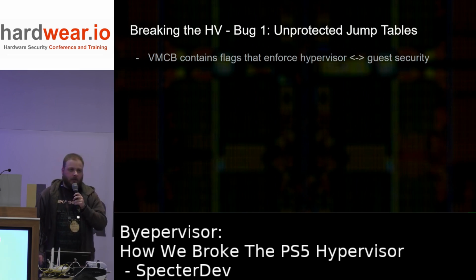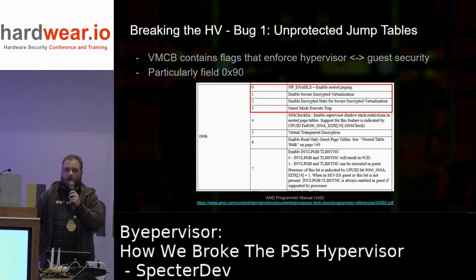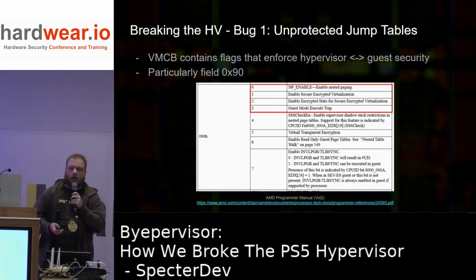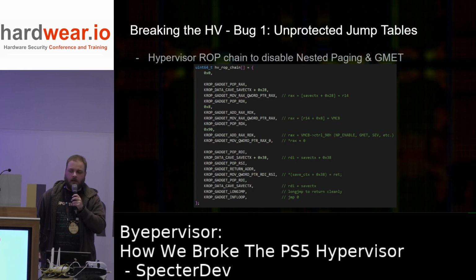The VMCB is pretty important because it contains the flags that enforce the hypervisor guest security boundary, particularly this hex 90 field. I have a screenshot here from the AMD programmer manual, but the ones at the top are the most important. You can see the nested paging enable flag is there, SEV, although we don't really care about that, and guest mode execute trap. By just writing a 0 to this field, we can turn all these things off, and we essentially win.